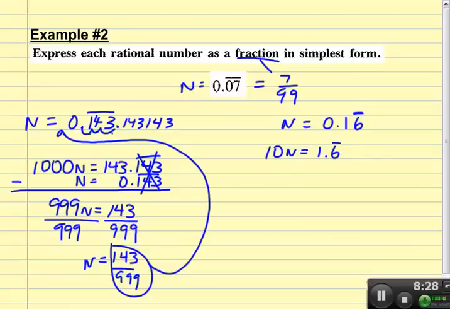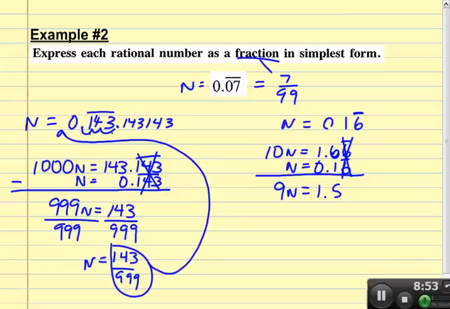And remember, n is equal to 0.16 repeating. Okay. Well, think about this. What's behind this 6 up here? Well, another 6. Okay, good. So now when I subtract, these just go away. All right? And I'm left with 9n is equal to 1.5. Okay? That's good.